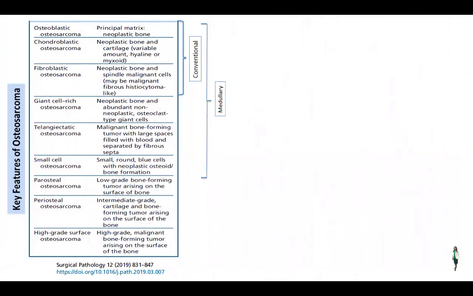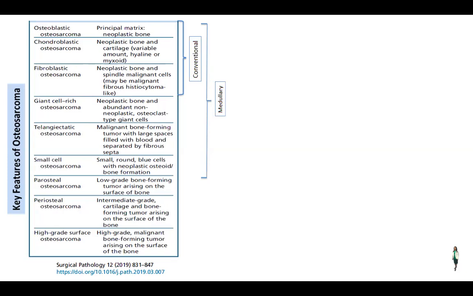The medullary type of osteosarcoma has the conventional one and has giant cell rich, telangiectatic, and small cell osteosarcoma. The giant cell rich one has a lot of osteoclast-type giant cells. The telangiectatic osteosarcoma is very hemorrhagic. In addition to the bone-forming malignant cells, it has a lot of blood spaces separated by fibrous septa. So the differential will be with ABCs, aneurysmal bone cyst.